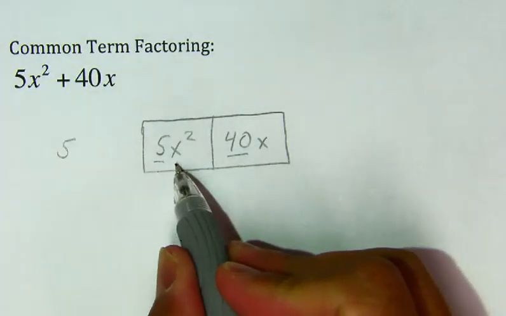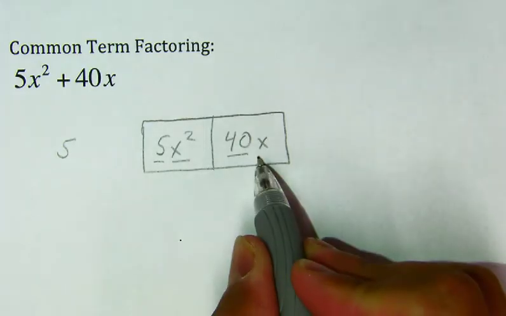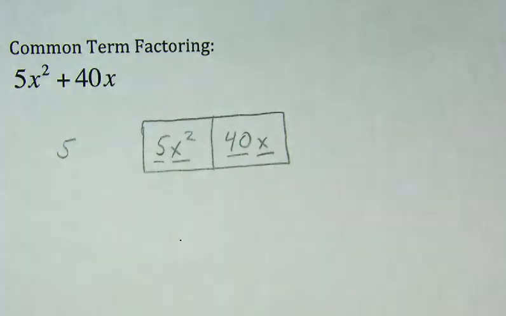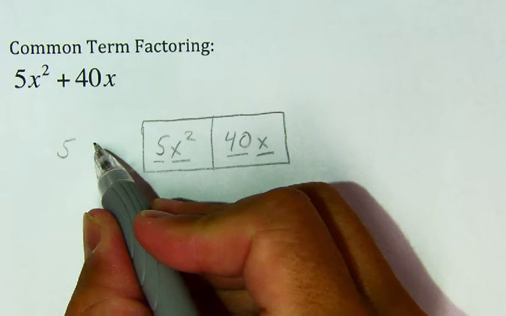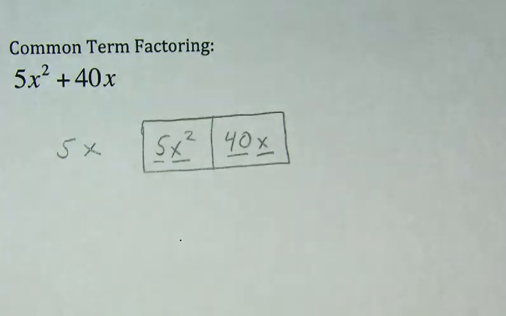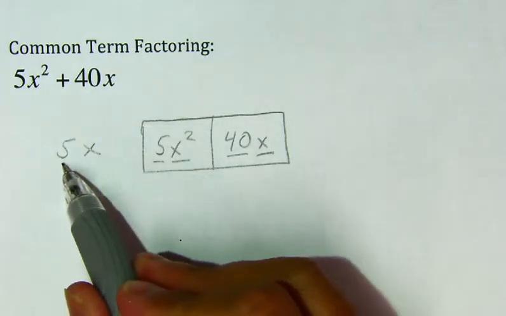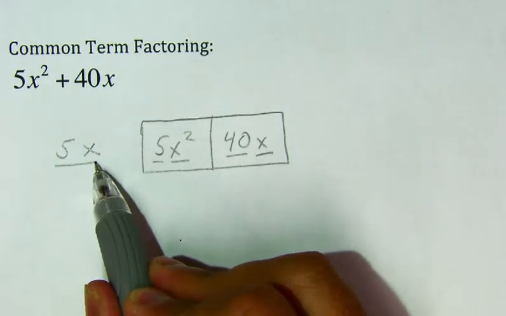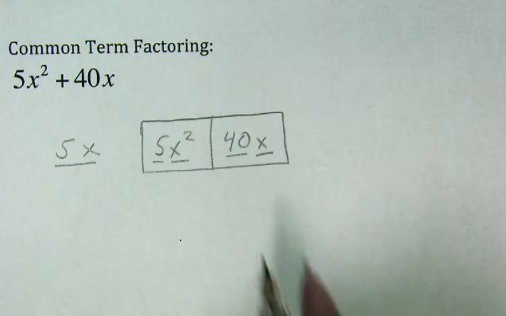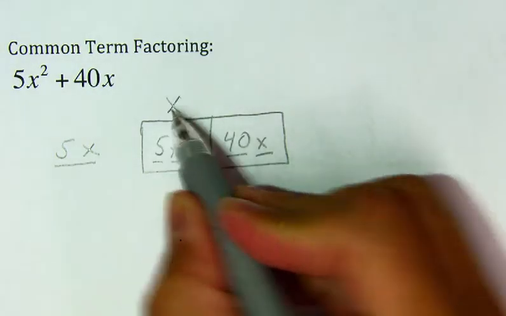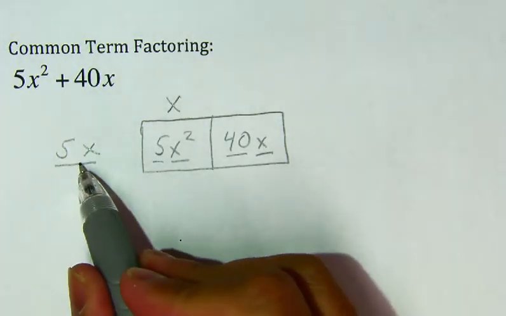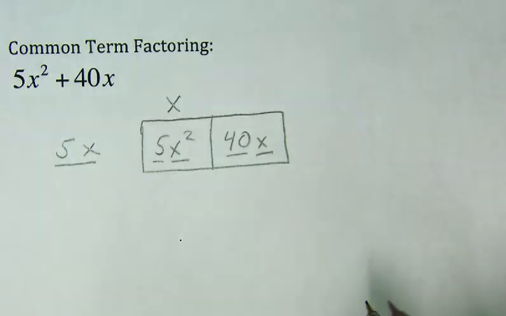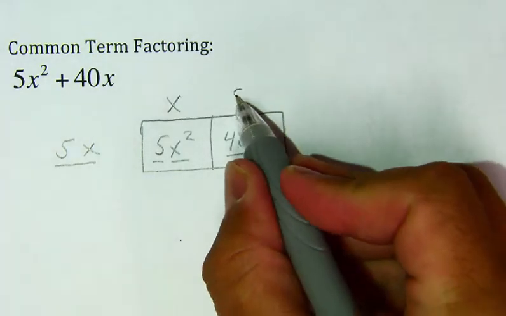Then I want to look at the variable. In this case, we have an x squared in the first term and an x in the second term. So that means there's an x in both of those terms. Now, to figure out what the other factor is going to be, I say what times 5x gives me 5x squared? And the answer to that is just x. Then I say 5x times what is going to give me 40x? And the answer to that is 8.